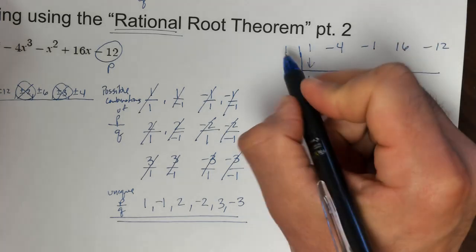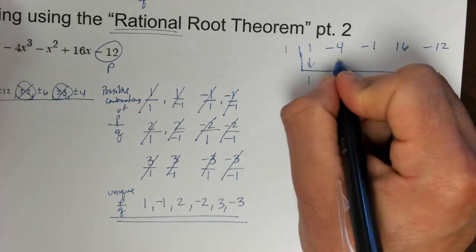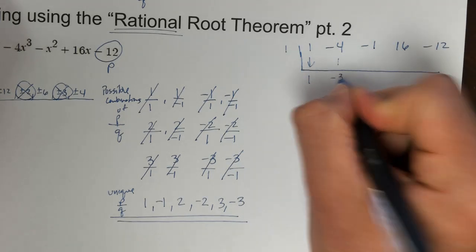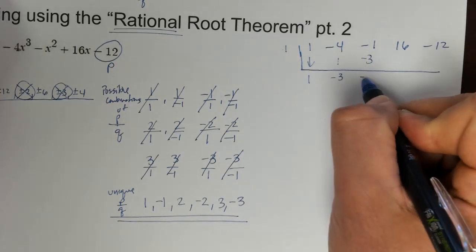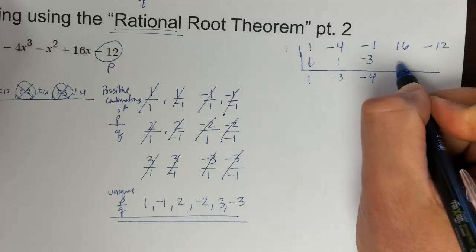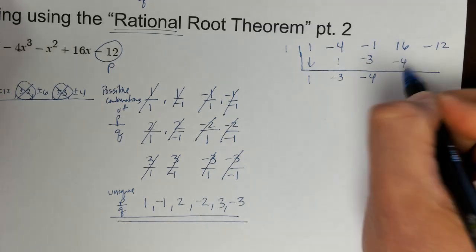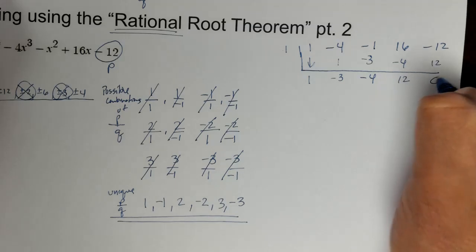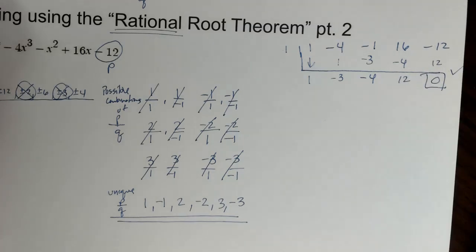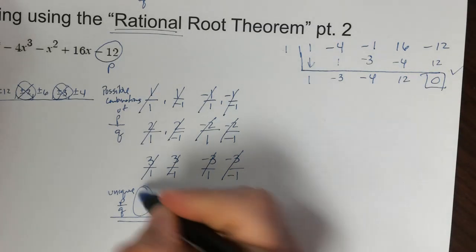When you bring down the 1, you multiply. 1 times 1 is 1. When you add these, you get negative 3. 1 times negative 3 is negative 3. You add those, you get negative 4. 1 times negative 4 is negative 4. As you add these, you get 12. 1 times 12 is 12. And when you add these, you get 0. That worked out in our first attempt. So x equals 1 is a solution.